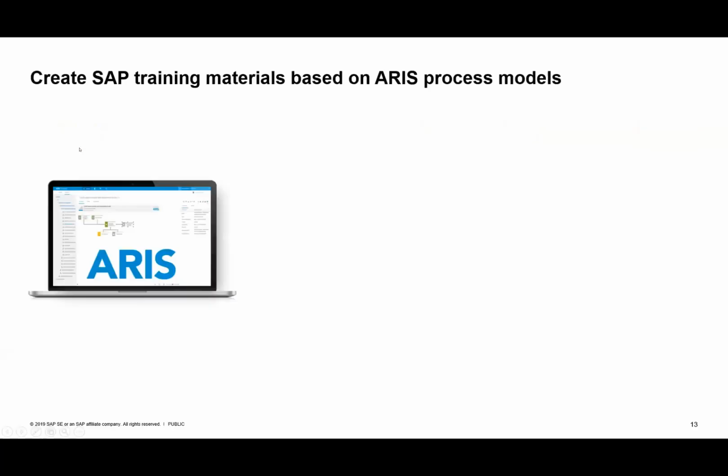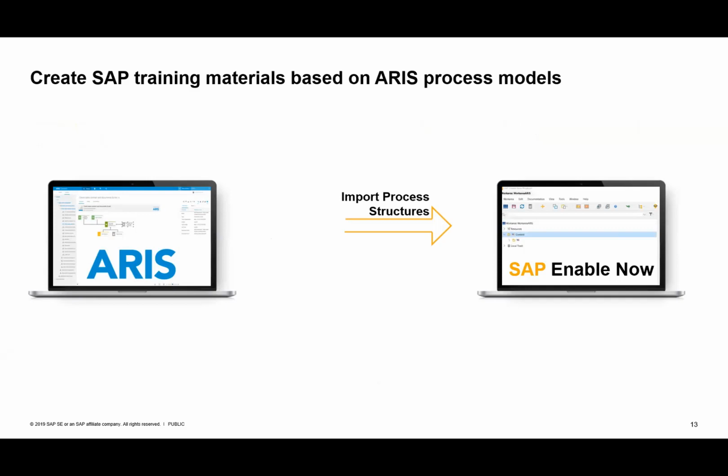As you've seen, you have process structures in ARIS that are already approved, for example, by the line of business or by the process owners in general. What the integration does now is you can import these process structures into SAP Enable Now. Then you can make use of all the great functionalities in Enable Now to create training assets like simulations and other training assets. Then you can import the links to those training assets back to ARIS, where you have them directly documented next to your processes and structures, and you can roll out your whole process content to your entire organization.